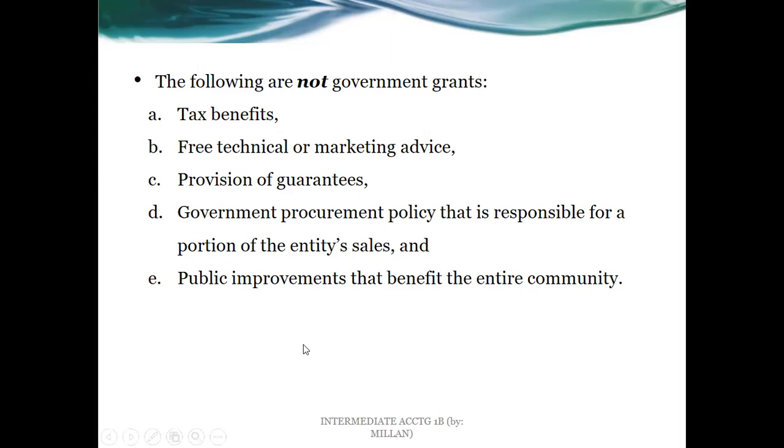And finally, public improvements that benefit the entire community, wherein it's very clear, it's for the public. It's not specific to the entity. Again, for a government grant to be one, the benefit in the form of cash or non-cash assets should be specific to a certain business or entity.